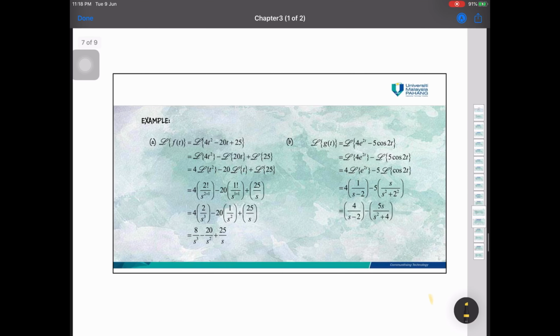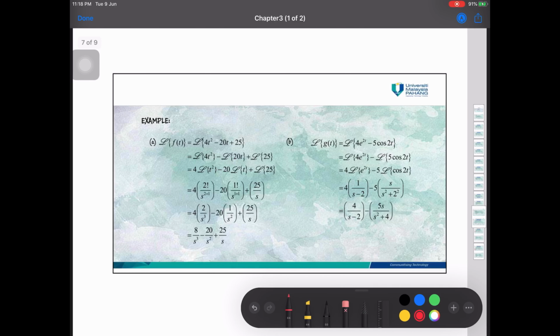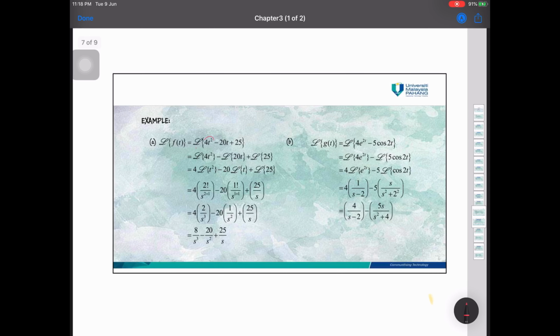Okay, if you can see here, we have to find the Laplace transformation of 4t to the power of 2 minus 20t plus 25. Actually, we can divide all of them according to their Laplace transformation process. So the first one is the Laplace transformation of 4t squared, minus the Laplace transformation of 20t, plus the Laplace transformation of 25.